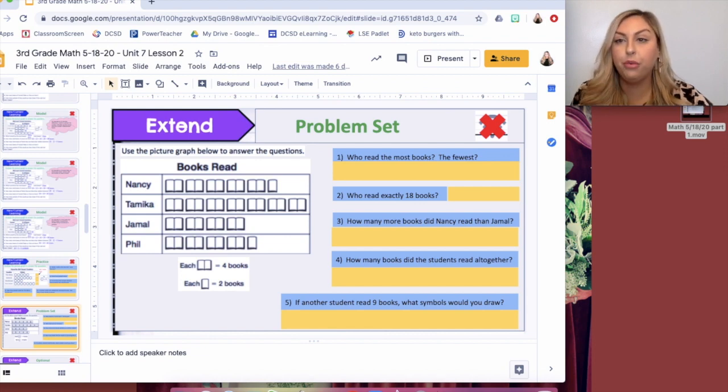Number 4, how many books did the students read all together? So you're going to think about all the books on that whole chart. And then number 5, if another student had read 9 books, what symbols would you draw, or how many symbols would you draw of each of these?